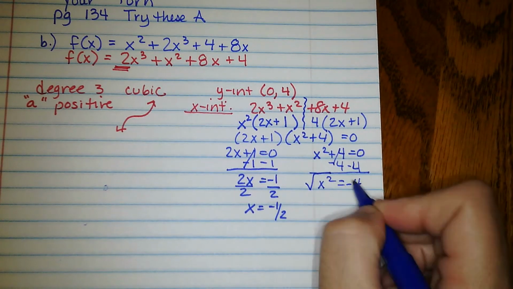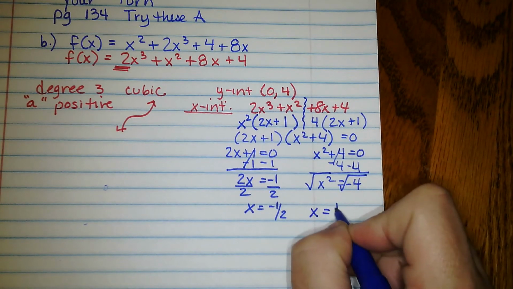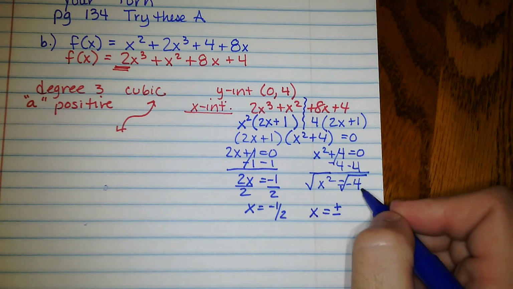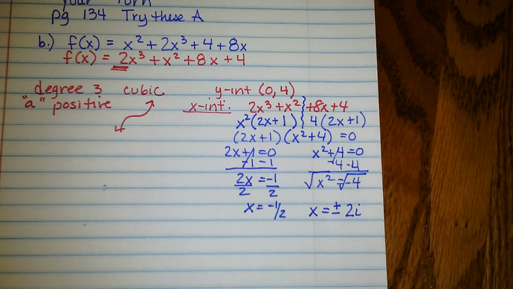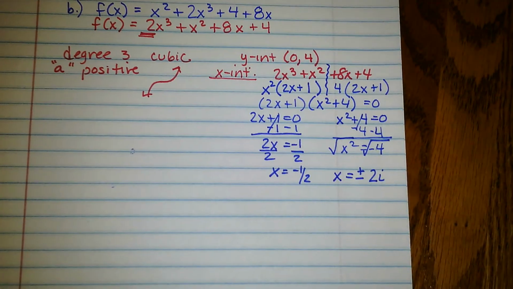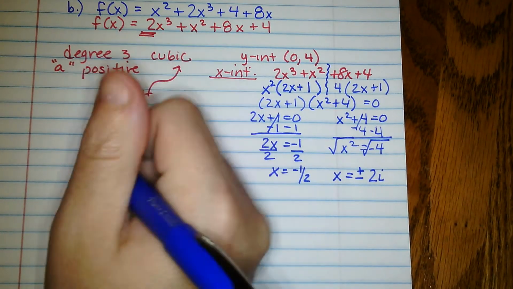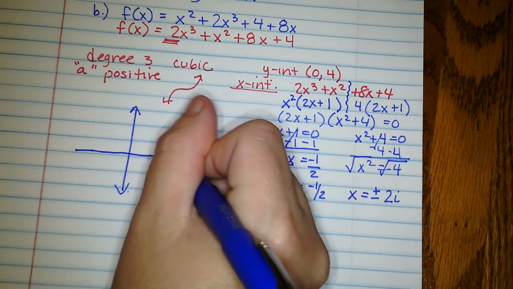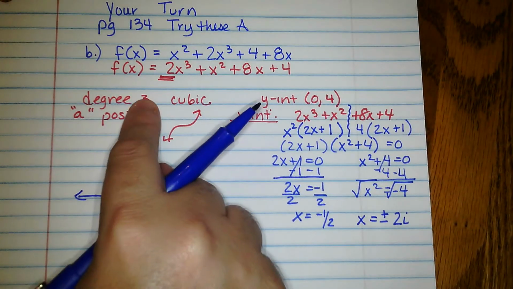When I square root both sides, remember that you need to have a plus or minus. Remember that the square root of 4 is 2, and the square root of a negative is i, so you should have plus or minus 2i. Okay? Sketching. Not much to go off of because of the complex roots of it. Now we have 1 real and 2 complex because of a degree 3.